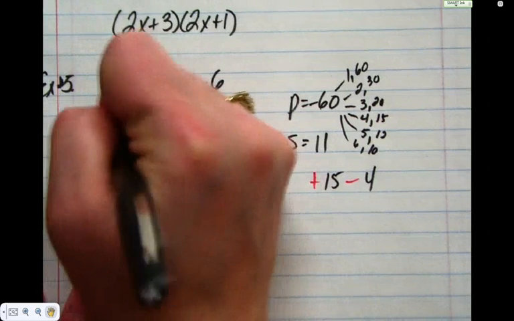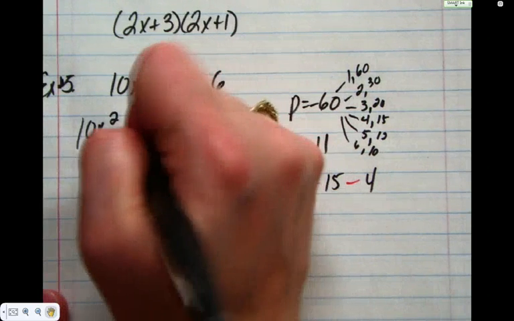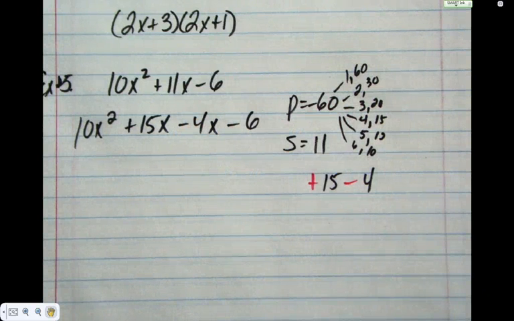Keep the first term. Keep the last term. Now, it'll matter which way you put the order here, but the answer will be the same in the end. I'm going to put the 15 first. Okay, if you put them the other way, it's fine. You'll get the same answer in the end. Your common factoring will just be different.